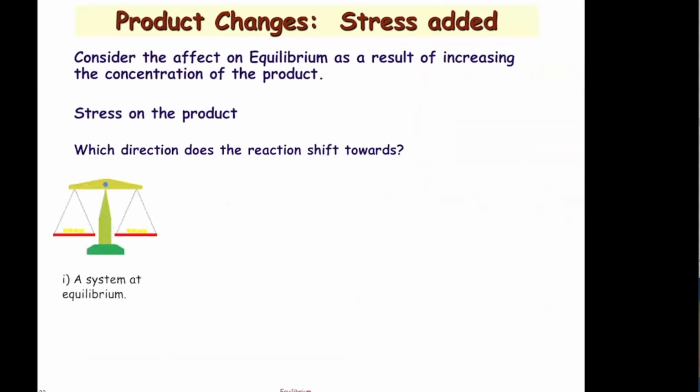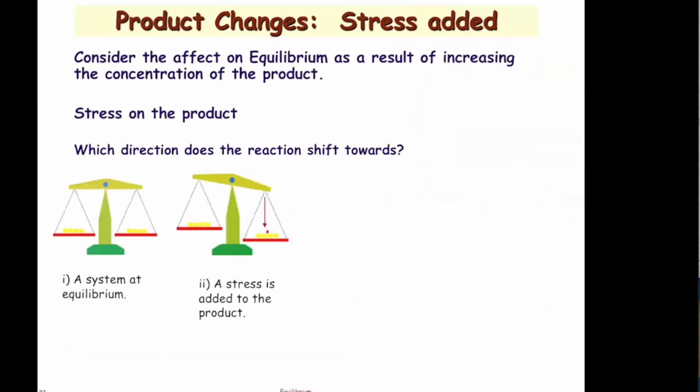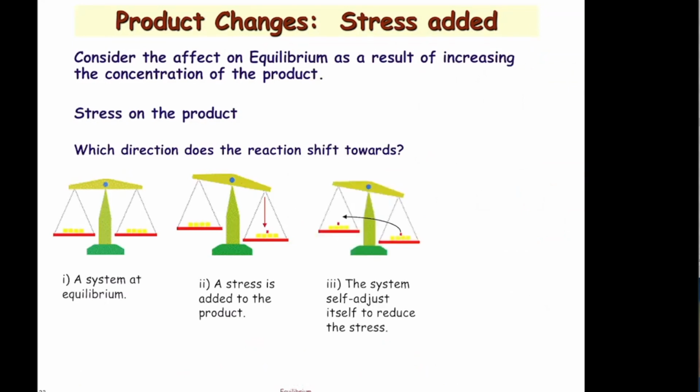Okay, let's take a look at this. What happens if you put a stress on the product? Now that side is lower because there's more chemicals there. In order to attain equilibrium again, some of that product has got to be converted to the reactant. So we say the reaction shifts to the left, or to the reactant.